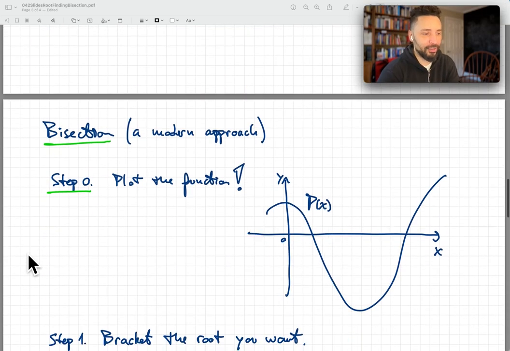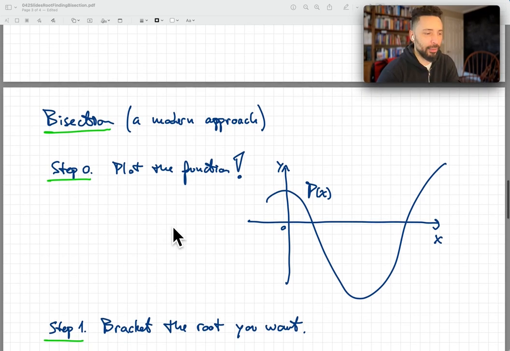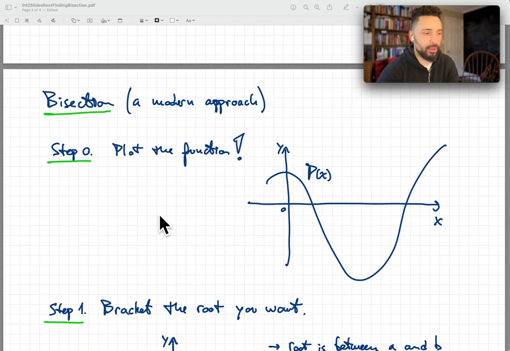And I like to say this is a modern approach to bisection, because one of the things that one should always do when finding roots is to plot the function. This historically was not so easy. I think in the early times of computers, where the graphics side was not very powerful, then that might have been complicated. But now we have really powerful graphics and really powerful computers, and so it's not too hard to at least have a rough idea of what our function looks like.